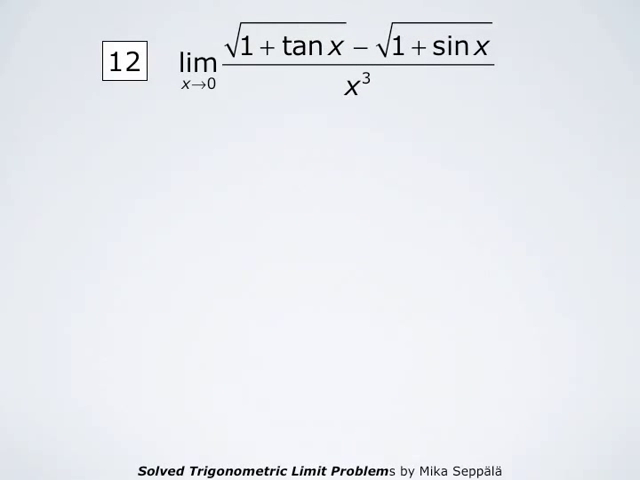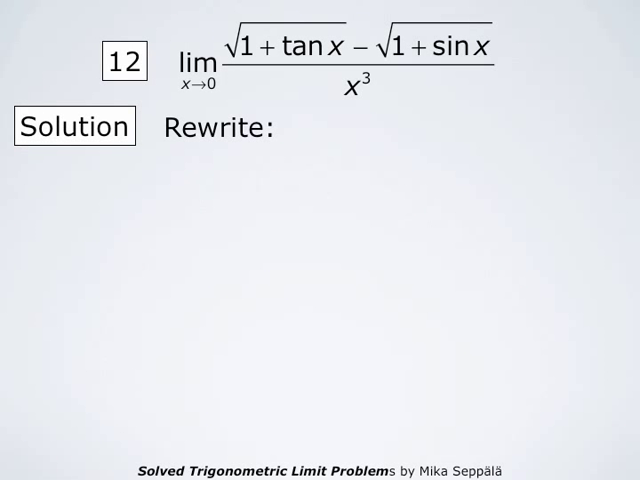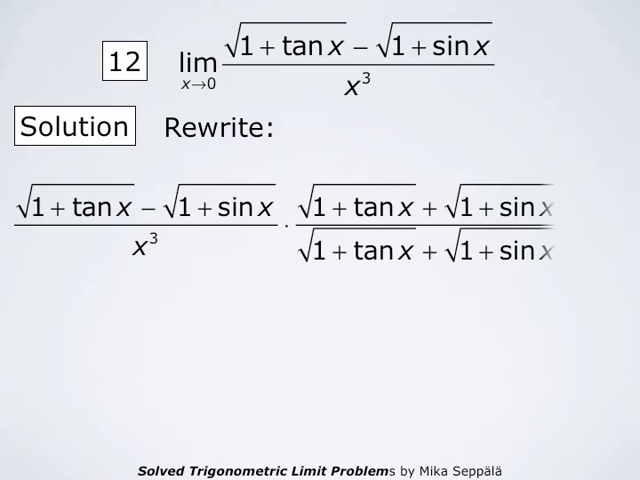To compute the limit as x approaches 0 of (√(1 + tan x) − √(1 + sin x)) / x³, we have to get first rid of the difference of the square roots in the numerator. So we do a rewriting. We take the original expression and we multiply and divide it by the sum of the two square roots appearing in the numerator. So the original expression becomes (√(1 + tan x) − √(1 + sin x)) / x³ times (√(1 + tan x) + √(1 + sin x)), divided by the same expression.